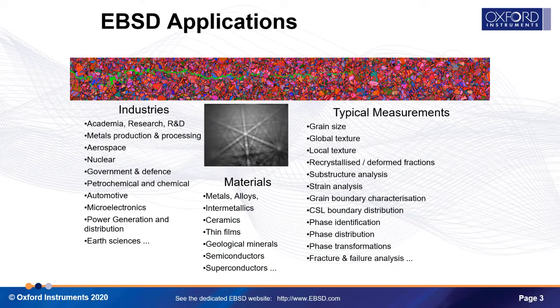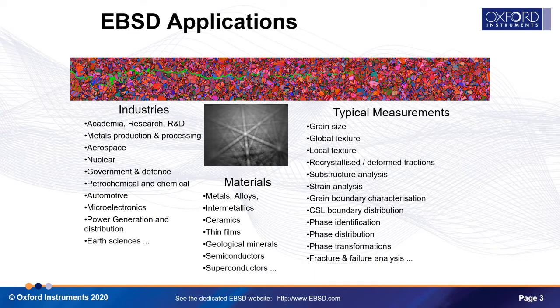You can apply this to anything that's crystalline, and so obviously that encompasses metals and alloys, intermetallics, also other crystalline materials like ceramics. Because it has very high spatial resolution, it's a very near surface analytical technique. It can be applied to thin films, and equally you can apply it to geological materials and others.